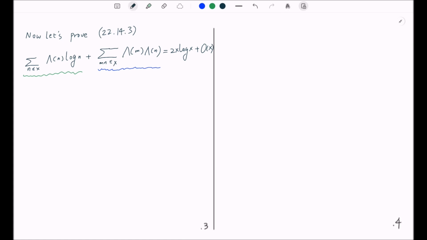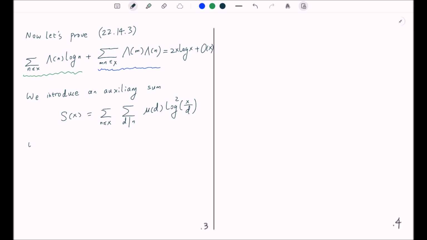Now let's prove this. The proof will be divided into two parts upon introducing an auxiliary summation. We define S of x as a double sum for each n less than or equal to x, and for each d divisor of n of mu of d times log of x divided by d squared.